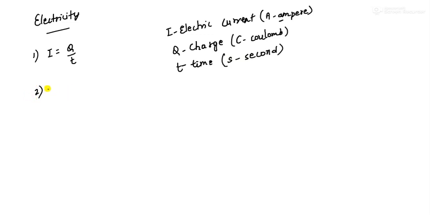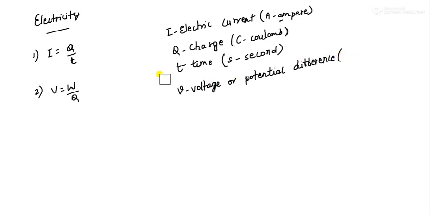Second is voltage, represented by V. V is equal to W by Q: the amount of work done to move a charge from one point to another. And this V is also called potential difference. So V is voltage or potential difference. It's very important: if you know this basic formula, you can solve all the problems related to them.